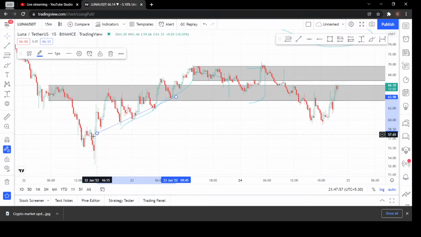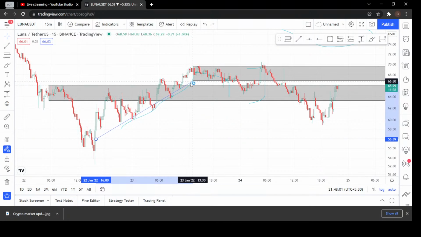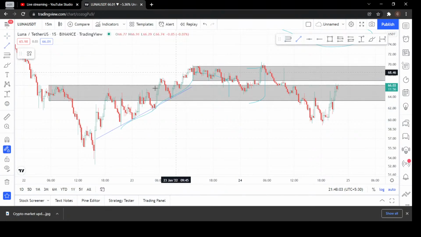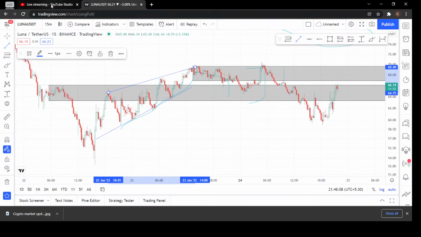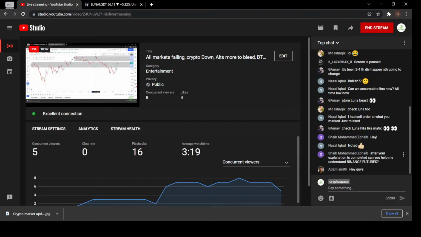Wait, can make it just like this. Make it just like this. Rising with something like that pattern, if you all know.